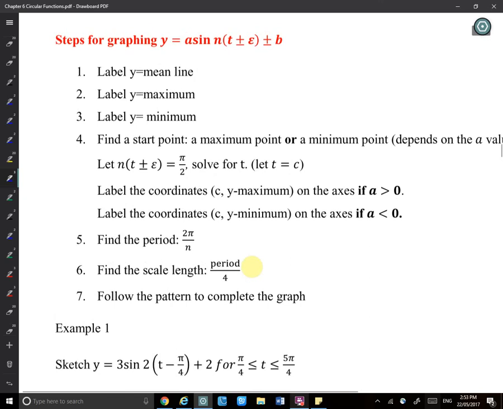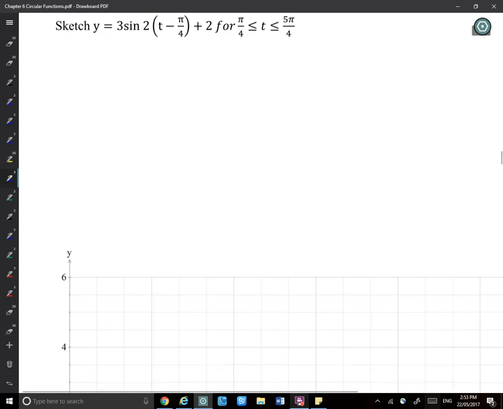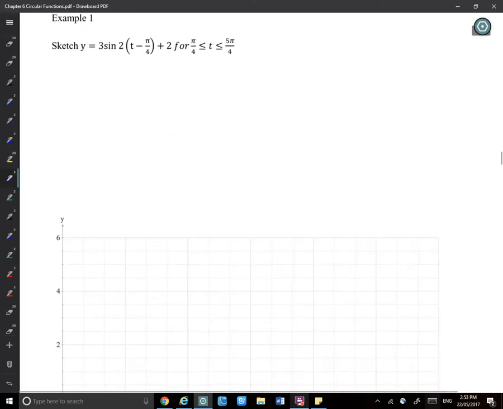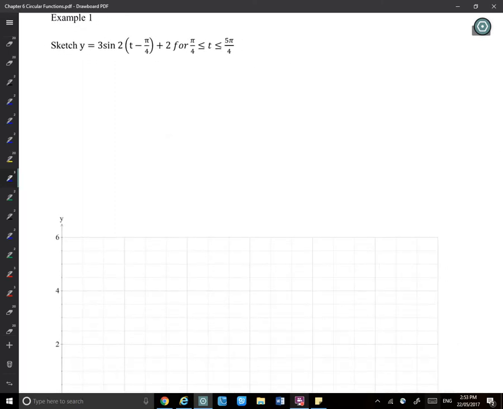Let's have a look at the steps for sketching a sine graph. I have listed out some points on how you can sketch a sine graph. The first 3 things are easy: label the mean line, label the maximum, and label the minimum. So let's have a look at example 1 here.